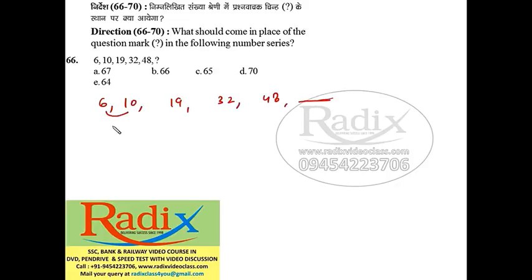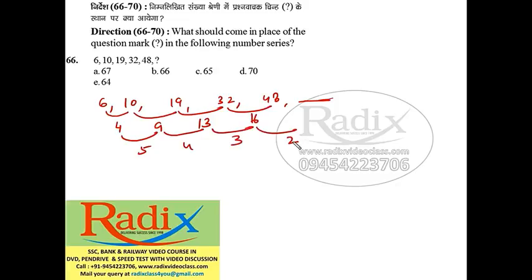and the difference for the first two terms is 4, then 9, then 13, then 16. Now check whether this difference is the same. This is 5, this is 4, this is 3. It means it is a decreasing series of second level, so the next would be 18. So 48 plus 18 would be 66. Answer is B option.